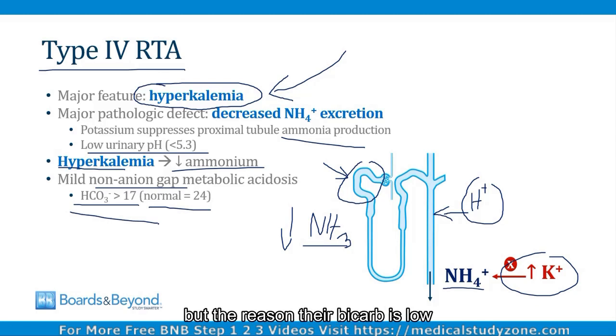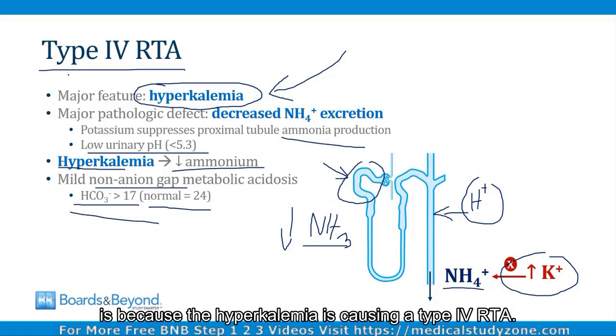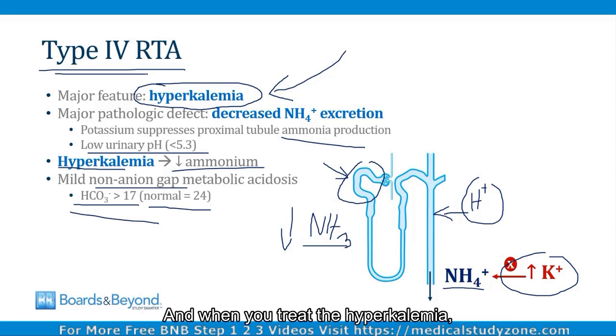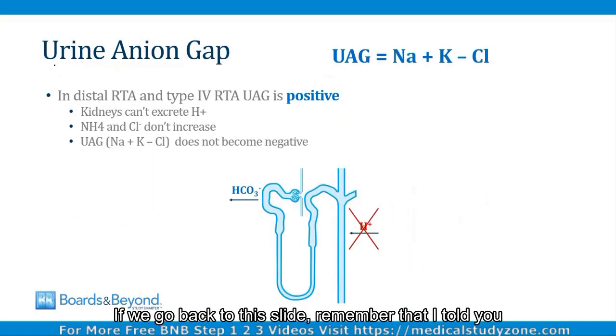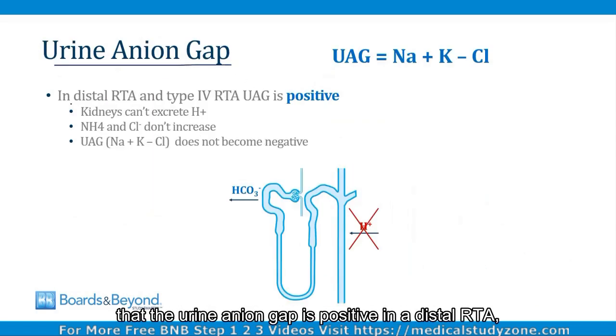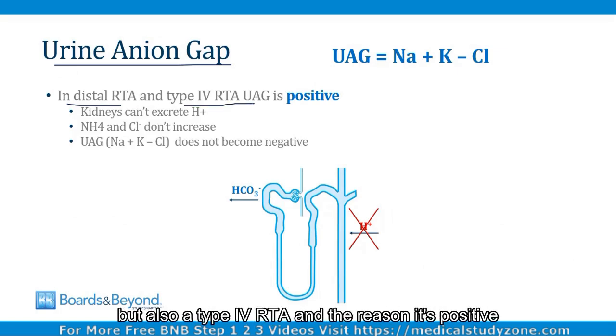But the reason their bicarb is low is because the hyperkalemia is causing a type 4 RTA. And when you treat the hyperkalemia, the type 4 RTA goes away. If we go back to this slide, remember that I told you that the urine anion gap is positive in a distal RTA, but also a type 4 RTA.